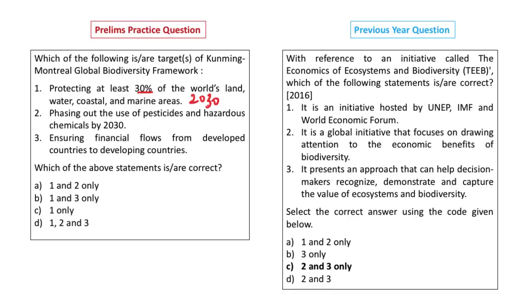Phasing out the use of pesticide and hazardous chemicals by 2030. Well, the target is to reduce its use to 50%, not phasing it out completely. So the statement would be incorrect. Ensuring financial flows from developed countries to developing countries. This is considered to be the watershed provision in the Global Biodiversity Framework, because for biodiversity, this kind of provision didn't exist before. Correct option would be option B.